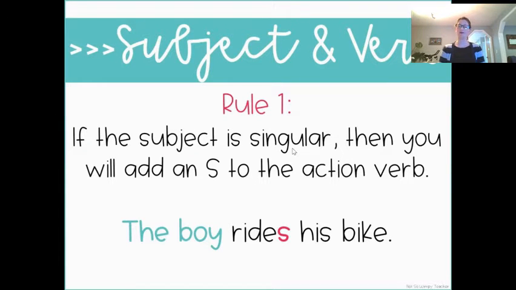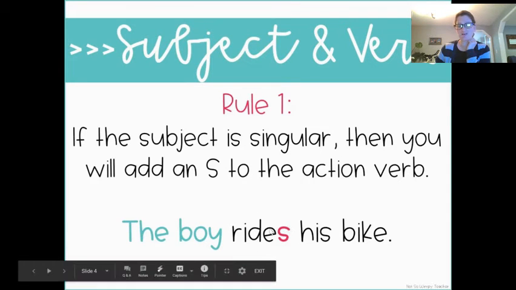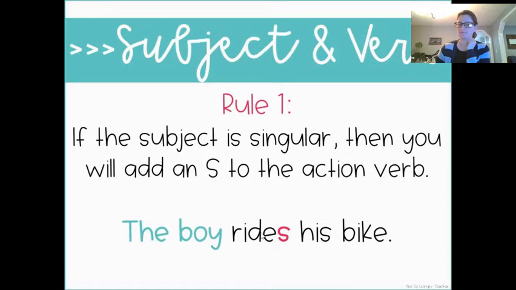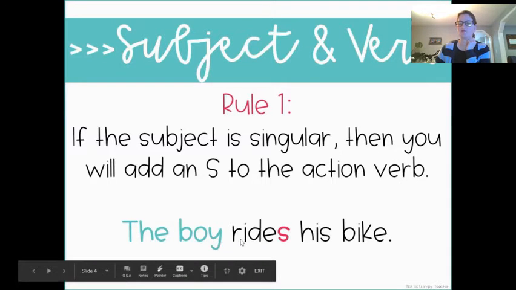And here's our example. The boy rides his bike. The boy. There is only one person the sentence is about. One boy. The boy. So it's singular subject. So that means if we're talking about the boy riding his bike, we're going to need to add an S to the action verb. And ride is the action verb because that's what the boy is doing. So we would say the boy rides. We're going to add an S onto ride because it's just one boy. The boy rides his bike.